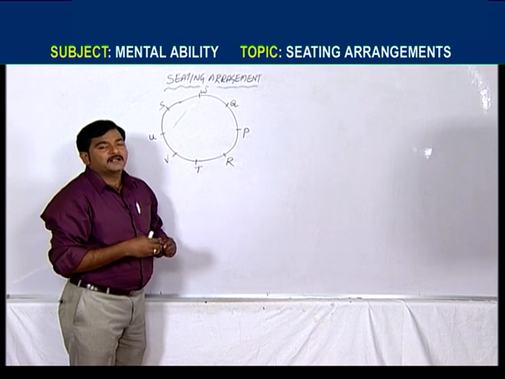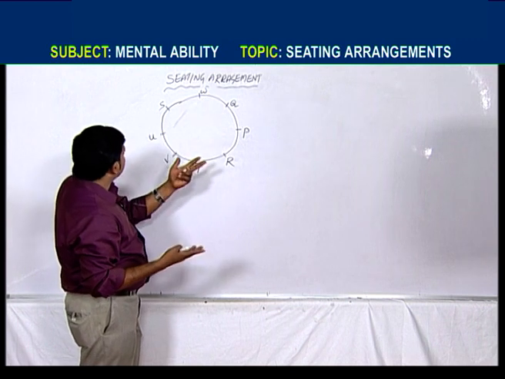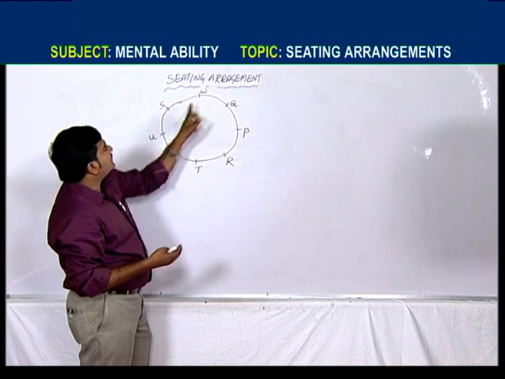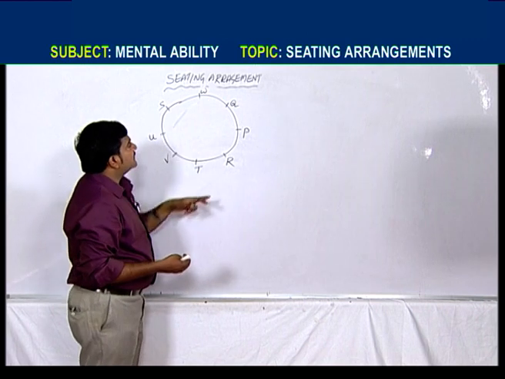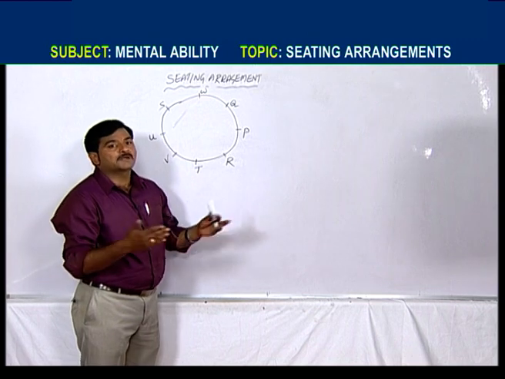What is the condition? W is not between U and S. So fortunately, is W between U and S? No, W is not between U and S. Hence, this is the final arrangement. These are the 8 objects. All these objects are facing towards the center.